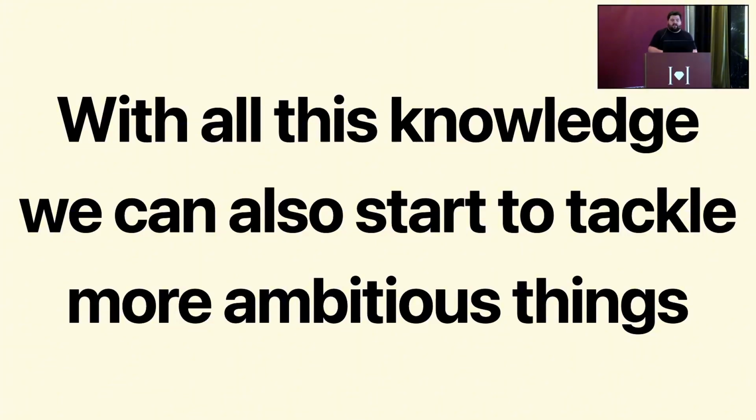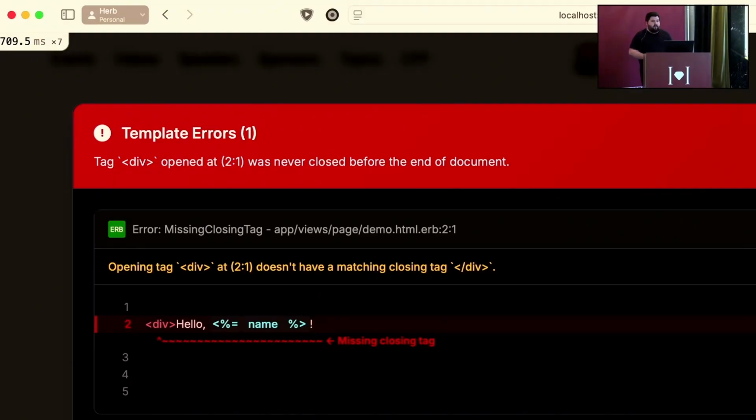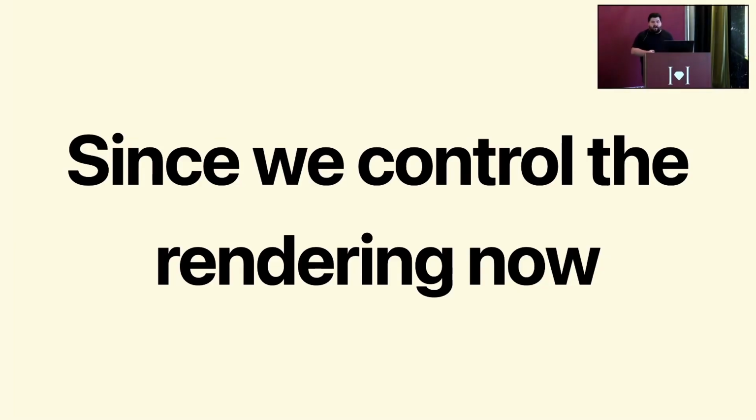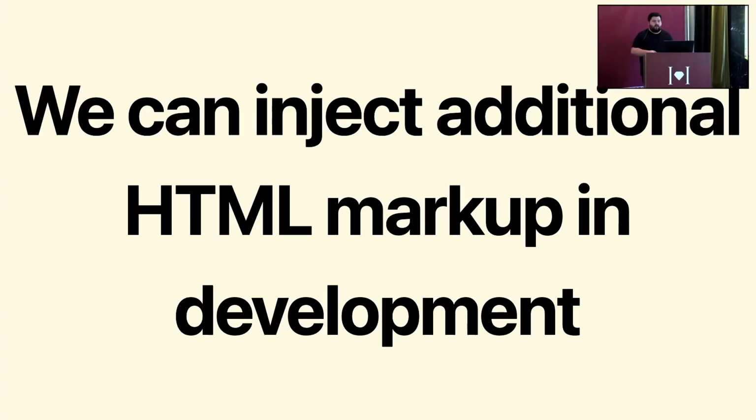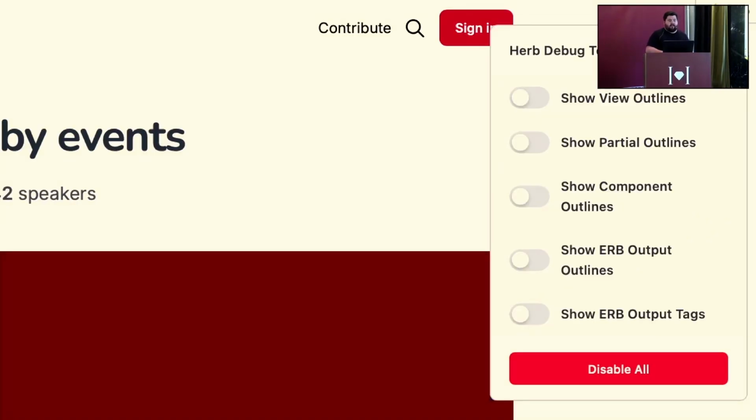So with all this knowledge, we can start to tackle more ambitious things, which also means we can improve the error screen in Rails when you have an invalid template, so that it can tell you where something went wrong in rendering this. But also, since we have more control over the rendering now, we can inject more markup in development. And you can abuse the fact now and inject some more debugging tools in your browser.